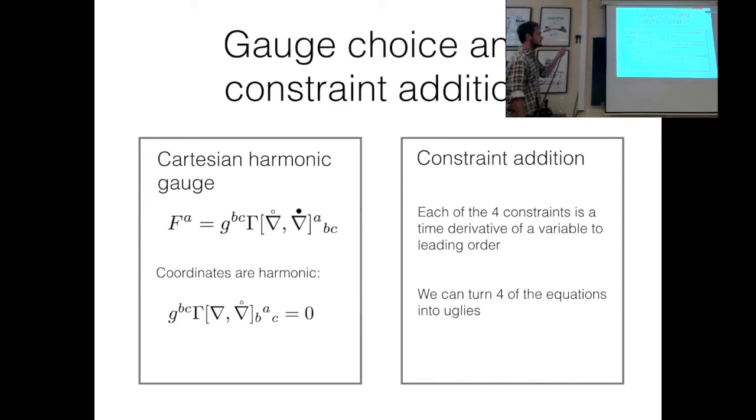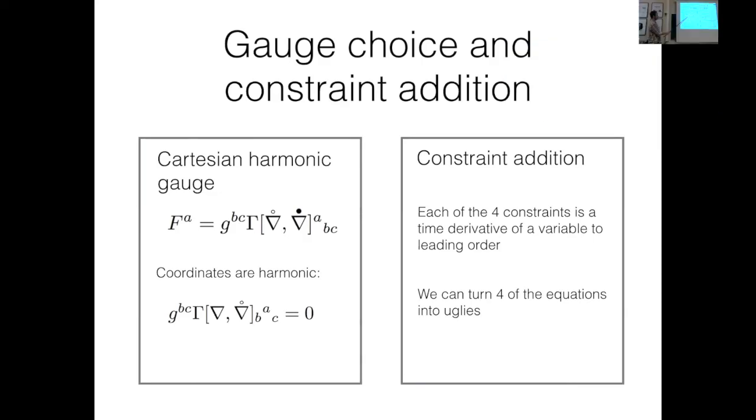As I said, choice of gauge is encoded here in these gauge source functions. And we decided to start with the most obvious choice, which would be Cartesian harmonic gauge, which is basically choosing gauge source functions to be that Christoffel tensor that I just introduced, contracted with the spacetime metric, and choosing this choice of gauge basically amounts to choosing that the coordinates that we're using are harmonic.